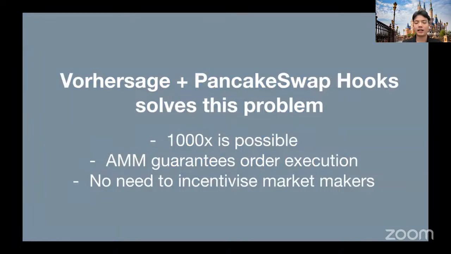What differs from us and how we try to solve it is we believe that with PancakeSwap hooks, we are able to solve it using an AMM model. So instead of just 2x or capped upside based on the probability, here 1000x is in theory possible. And to solve the liquidity problem, we use an AMM, which is the basis of PancakeSwap, to guarantee order execution. So we don't need to incentivize market makers here, because instead of using a traditional LP curve of people LPing, we use single-sided liquidity here.